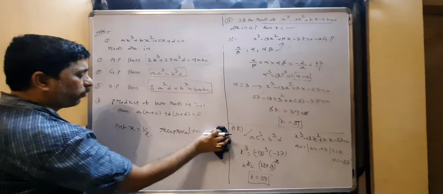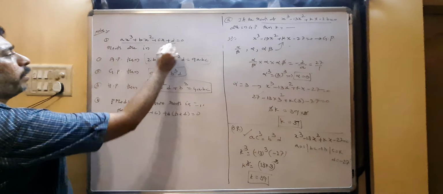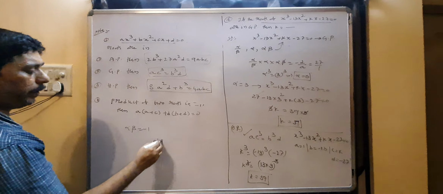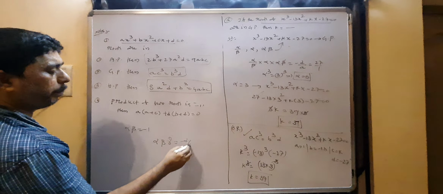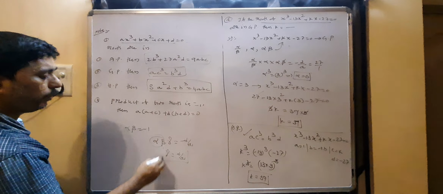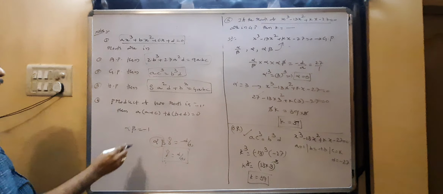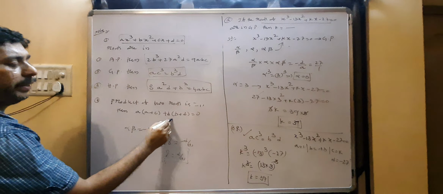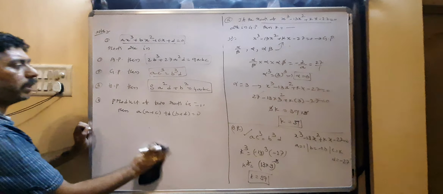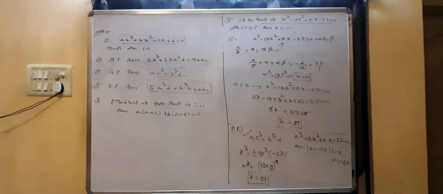Fourth one: product of two roots is minus 1. That means alpha, beta, gamma are the roots. Alpha beta equal to minus 1, but alpha beta gamma is minus d by a. This is minus 1, that means gamma equal to d by a. Substitute gamma value in the given equation. We get (a plus c) into a plus d into (b plus d) equal to 0. If you remember the formulas, you can use the formulas. If you do not remember them, you can go for the general method.